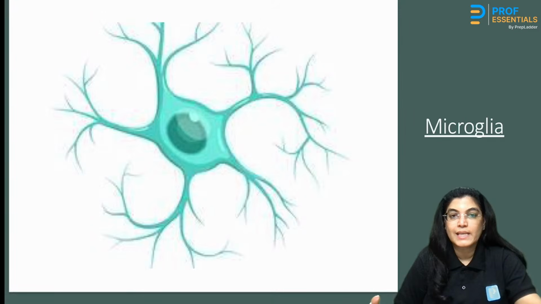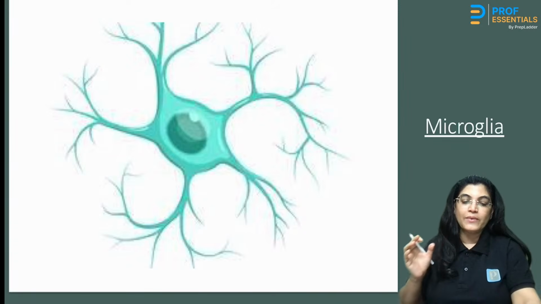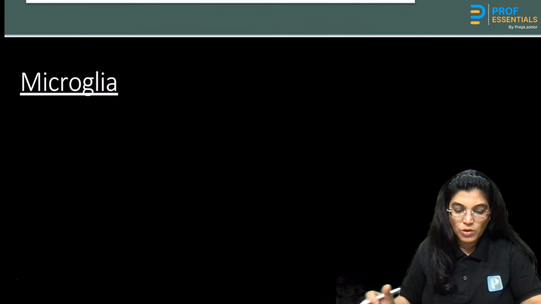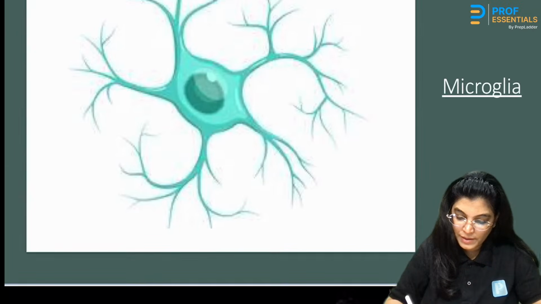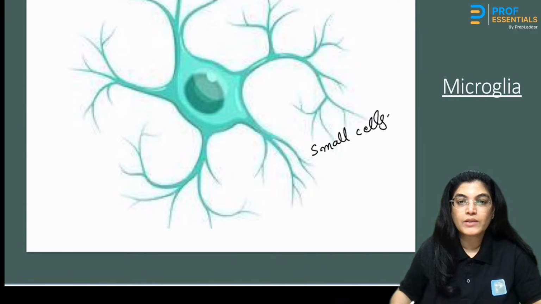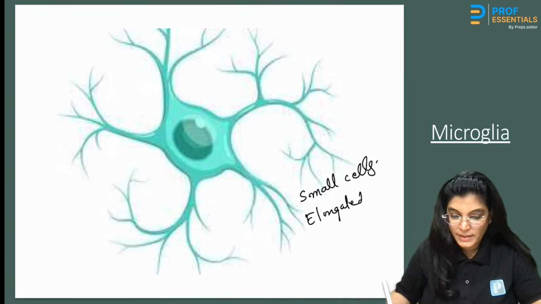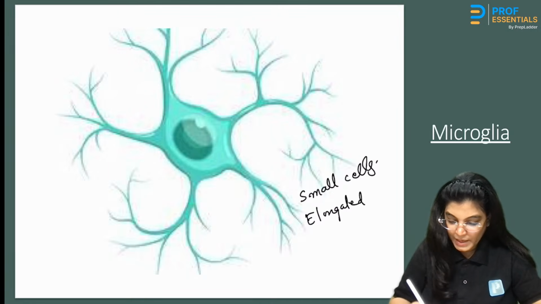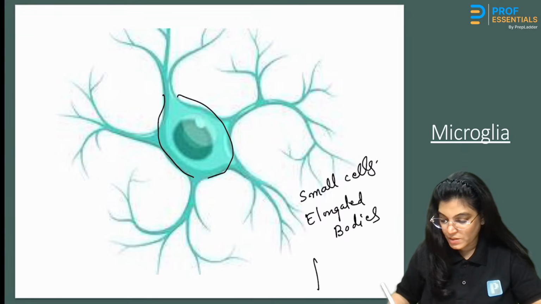They are small cells, as you can see, small and elongated, with few processes. As you can see, the microglial cells have few processes. So let's talk about microglial cells. They are small cells, and they can be elongated in shape. As you can see, the bodies are elongated, with few processes.